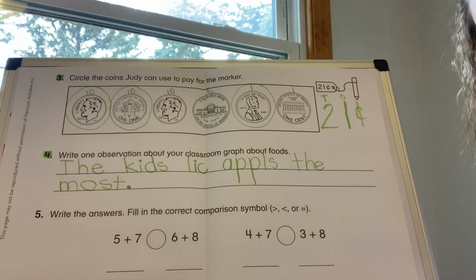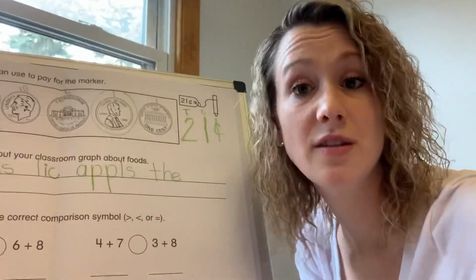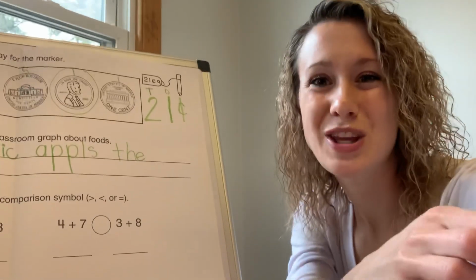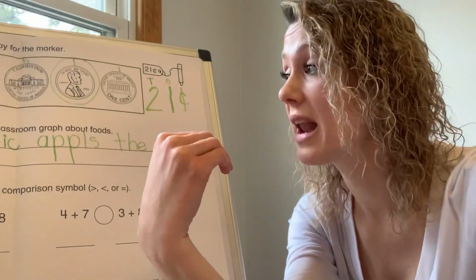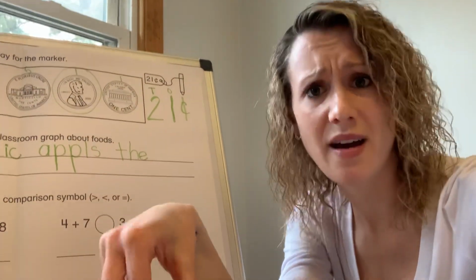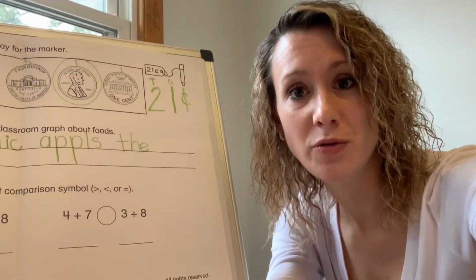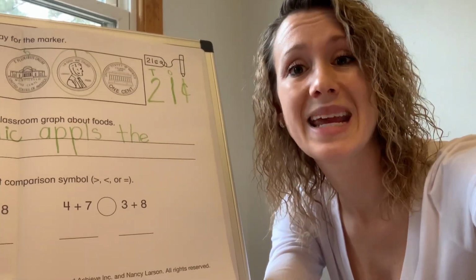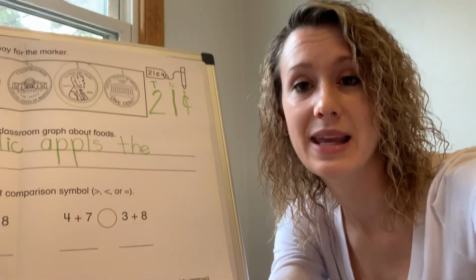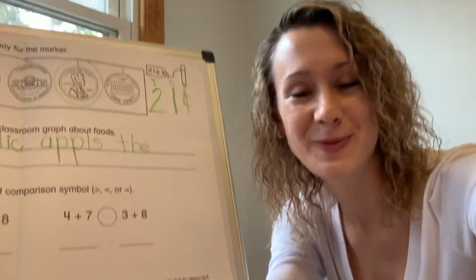So my dears, whenever you have to write something about a graph, always look for who has the most, because you know how to spell the word most. You can sound that out, and you know how to spell the word the. Or you can always look for who has the least. You can sound that out too.